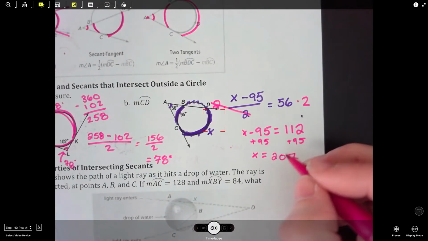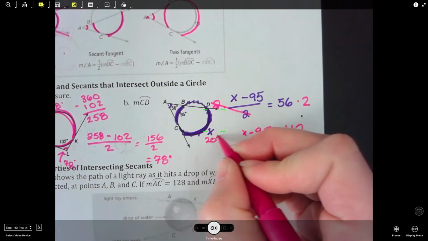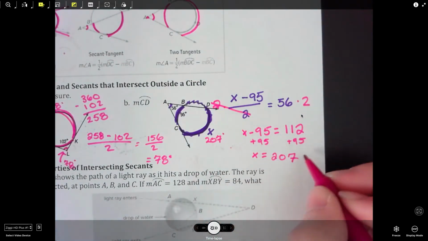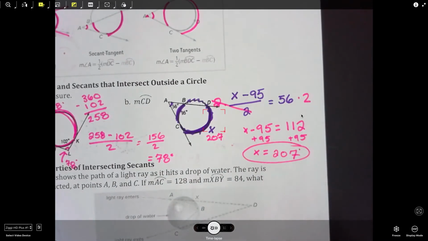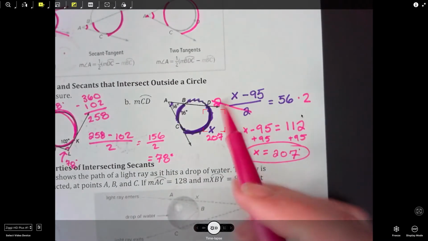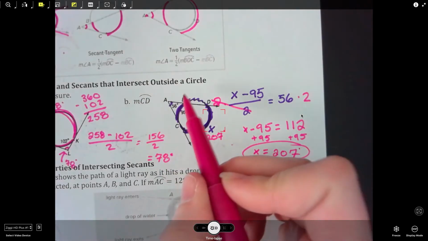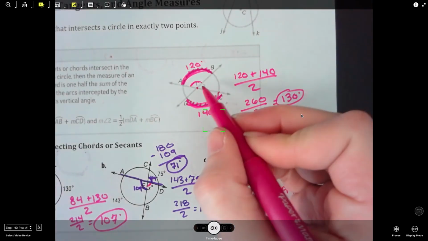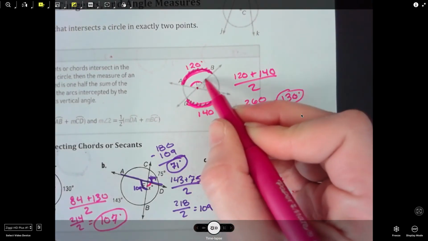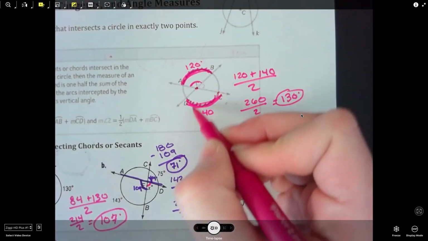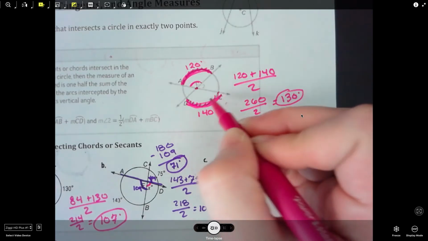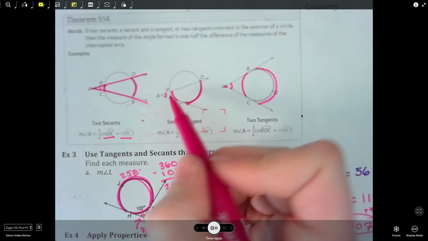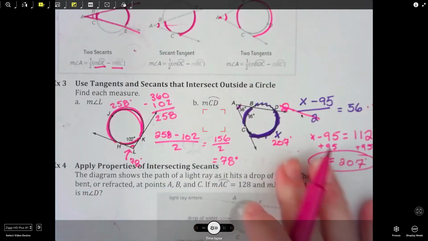Yes, 207. So this arc right here is 207. That one we kind of had to do backwards. Just remember, when the vertex is outside, you're subtracting and dividing by 2 to get the measure of the angle. Going back to the front side, when the angles intersect on the inside of the circle, you add them together and divide by 2. Adding together, divide by 2. Subtracting, divide by 2. Okay?